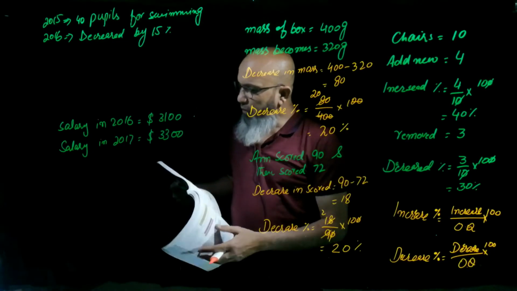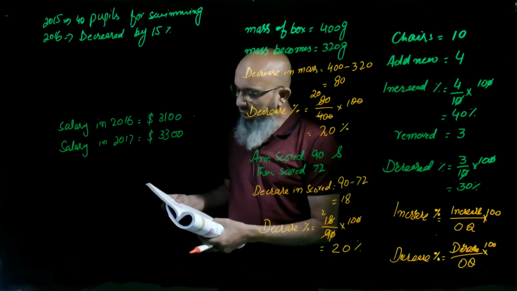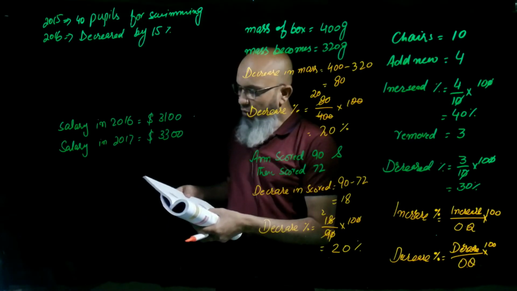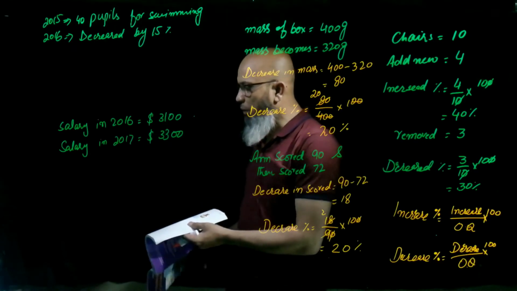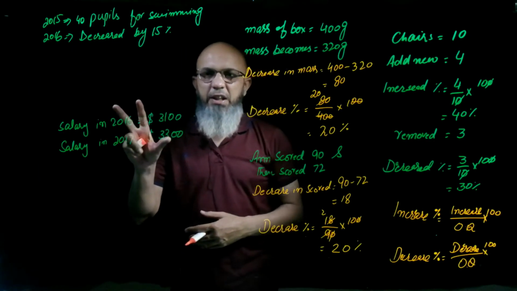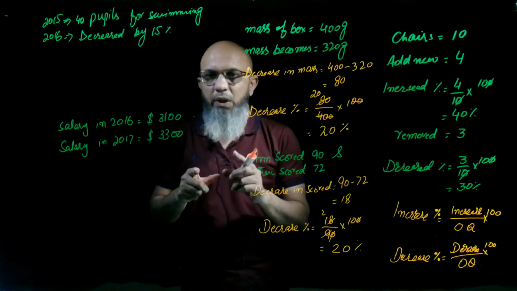So now come to the next question, one more question, and that is again from your textbook. In 2015, 40 pupils went for swimming. In 2016, the number of people who went for the program decreased by 15%. Find the number of people who went swimming. Now this is a different question. In this question we do not find the percentage. The decreased percentage is given to you and we have to find the value, right?